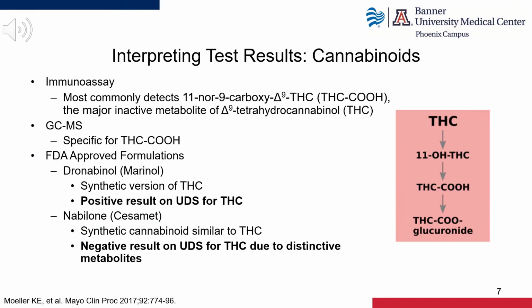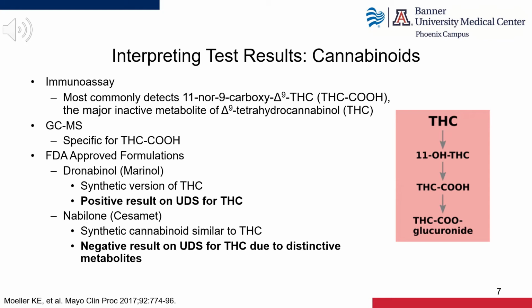In testing for cannabinoids, it's important to know that the immunoassay most commonly detects 11-nor-9-carboxy delta-9 THC, which is the major inactive metabolite of THC. GCMS specifically tests only for THC-COOH, that inactive metabolite.